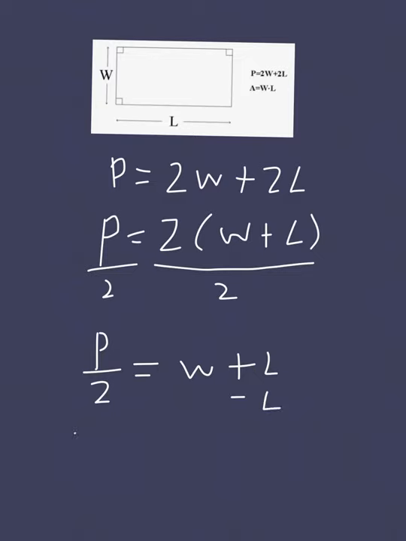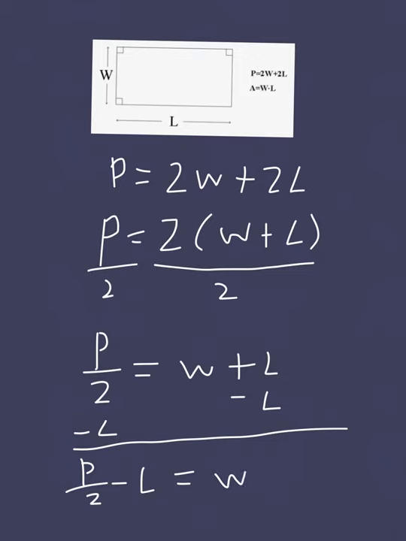Minus l from both sides. And I get p divided by 2 minus l equals w. So if I ever need to calculate the width, which sometimes I will, if I'm given the perimeter of the rectangle, and if I'm given the length of the rectangle, I can use this formula right here to calculate the width.